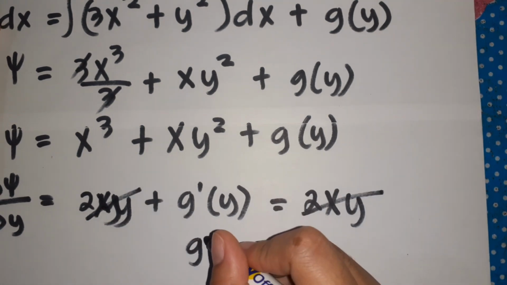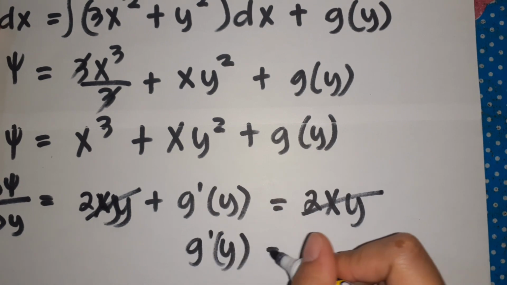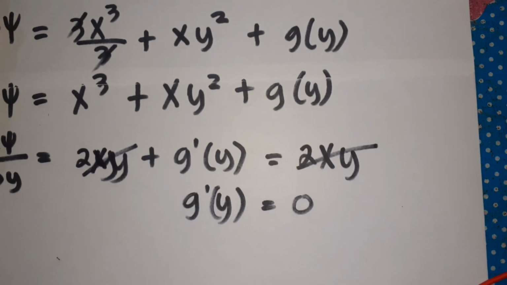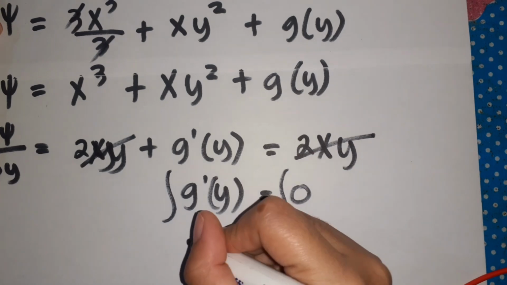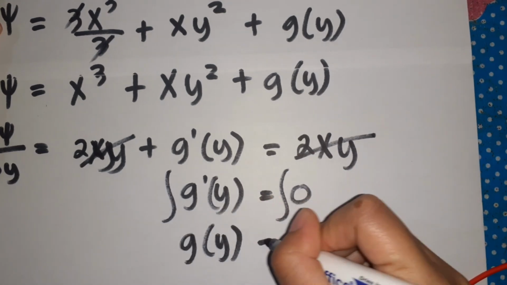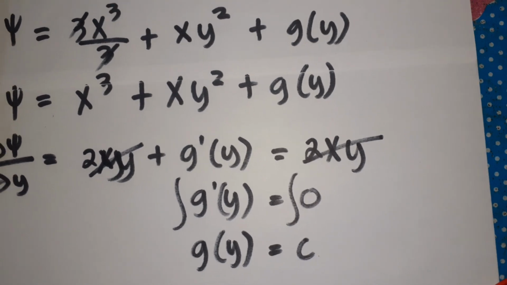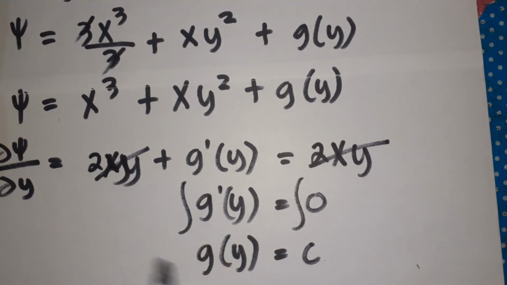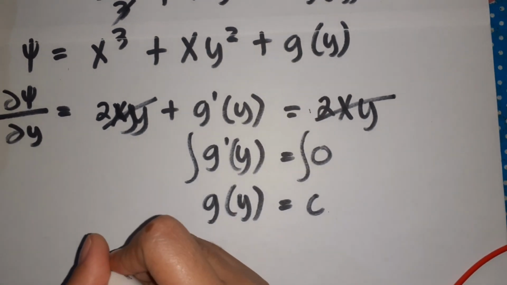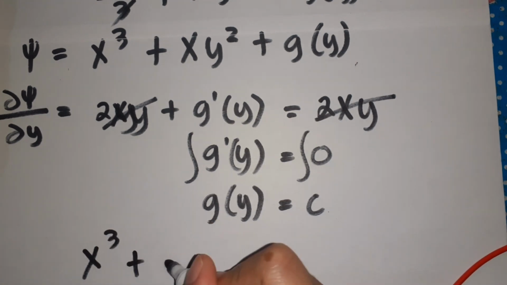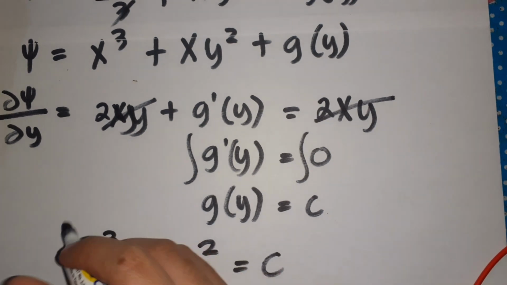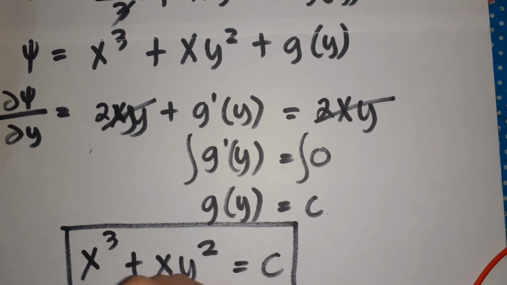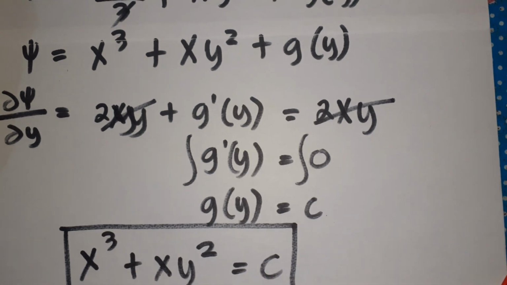We have g prime of y is equal to 0, and to get the value of g of y, we will integrate this. So our g of y is equal to c. Substituting the value of g of y, our final answer will be x cubed plus xy squared is equal to c. This will be our final answer.